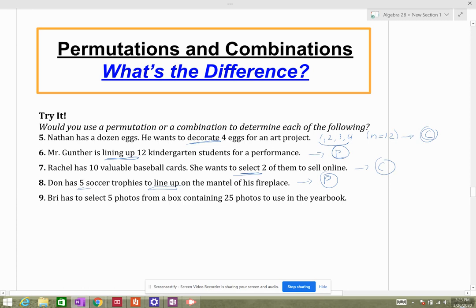And number 9, Bree has to select 5 photos from a box containing 25 photos to use in the yearbook. It says to use. It's not talking about displaying or arranging them any particular way. If it did, I would change my answer, but based on what's told here, I'm going to say this is just a combination.